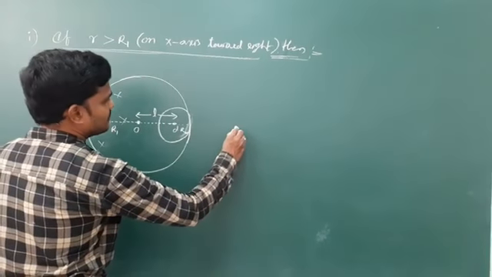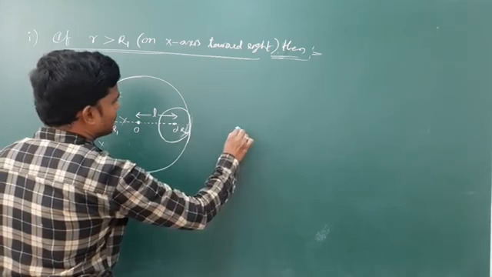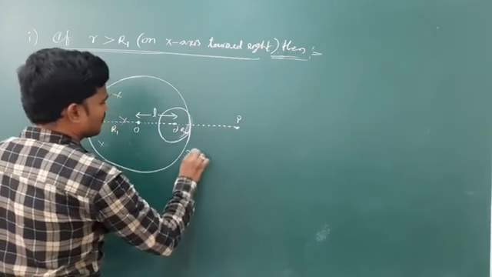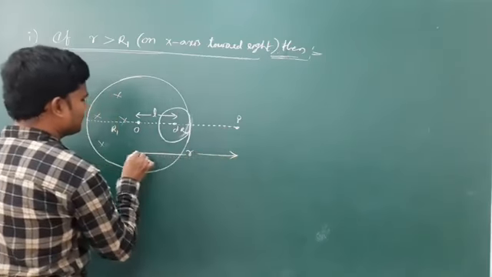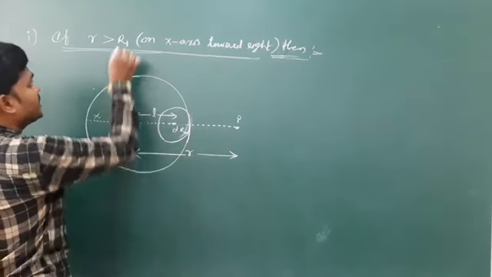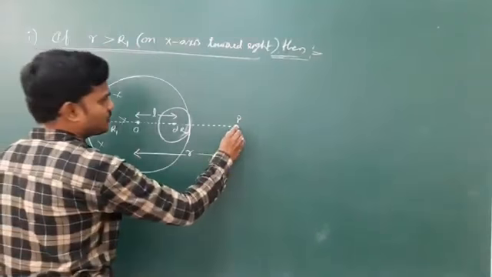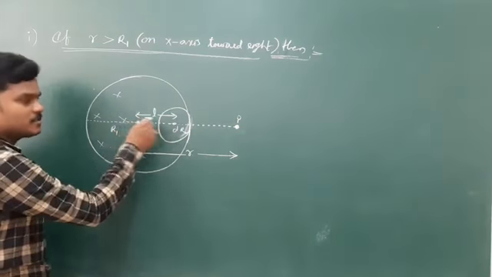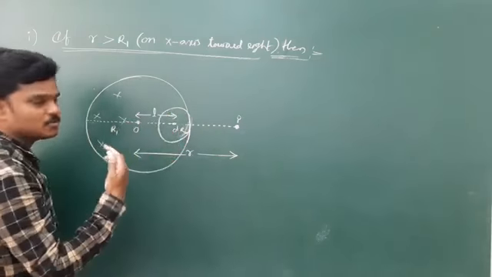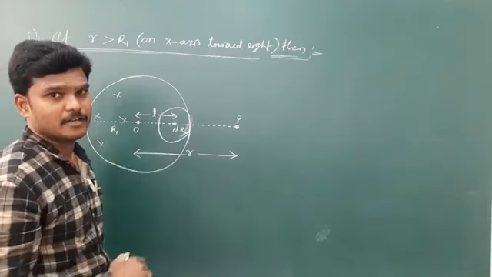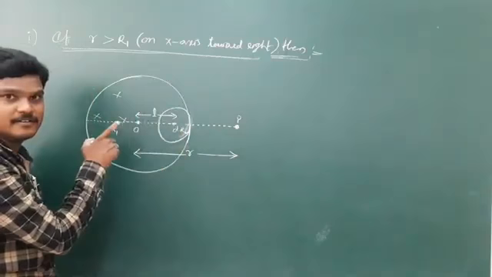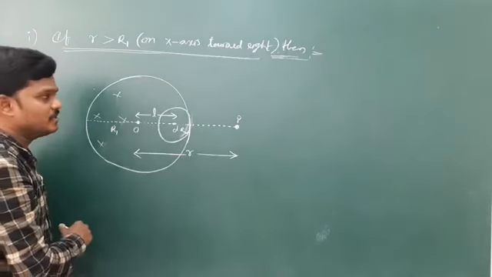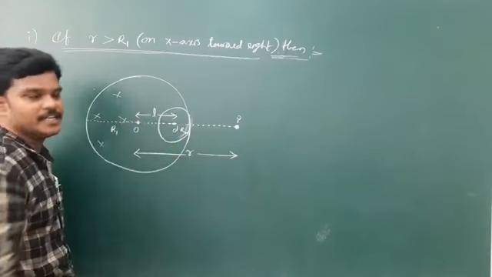Let me find out the field at this point P at a distance of r, which is greater than R1. Target is to find out at this point. See, one is inward current, other one is outward current. So this diagram we can replace with 2 diagrams. One is a full cylinder minus this cylinder of radius R2. Nothing is there means outward current indirectly.